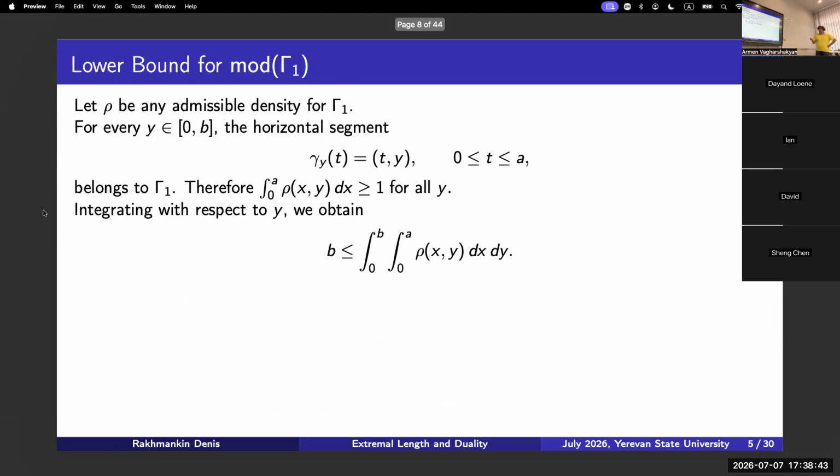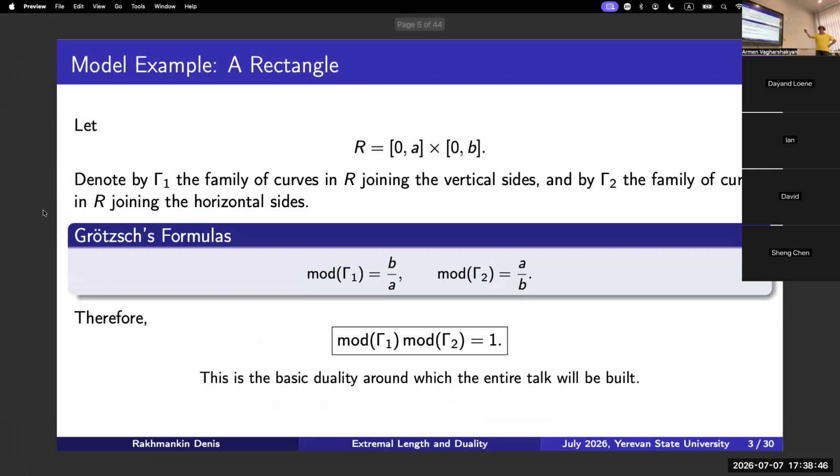So let me go back. What we want to conclude from that is, as we see, the modulus somehow measures how hard it is to block the family of curves. If our rectangle has a big vertical side and a small horizontal side, it's really hard to block these curves because there are too many curves and the length of the curves is too small. On the other hand, if it's a bottleneck, it's easy to block.